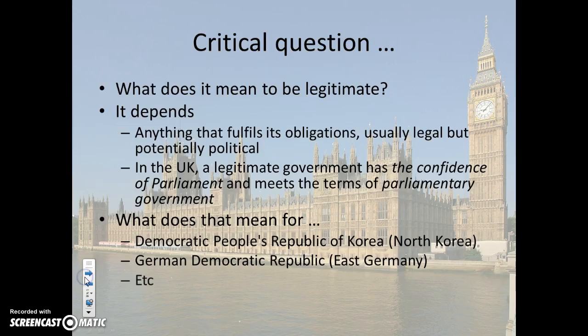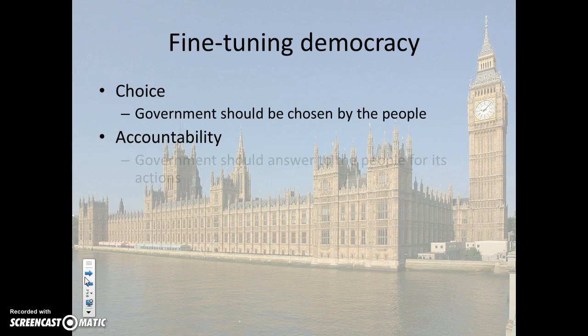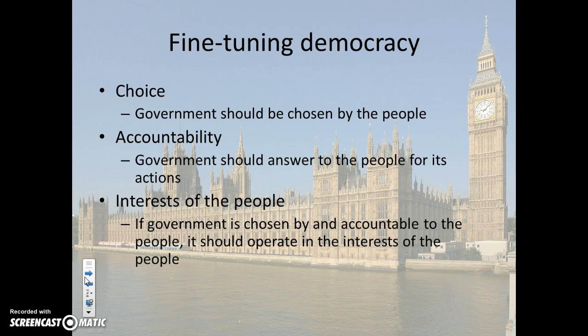And the way we do that is by expanding our notion of democracy to the idea of choice, accountability, and operating in the interests of the people. So a proper democracy, a Western democracy we might say, is a government that is chosen by the people. It is answerable to the people and it operates in the interests of the people. And immediately it should be clear that the examples I just gave you in terms of North Korea and the former East Germany would not fit into this model. So we can exclude our so-called communist democracies from this particular structure.